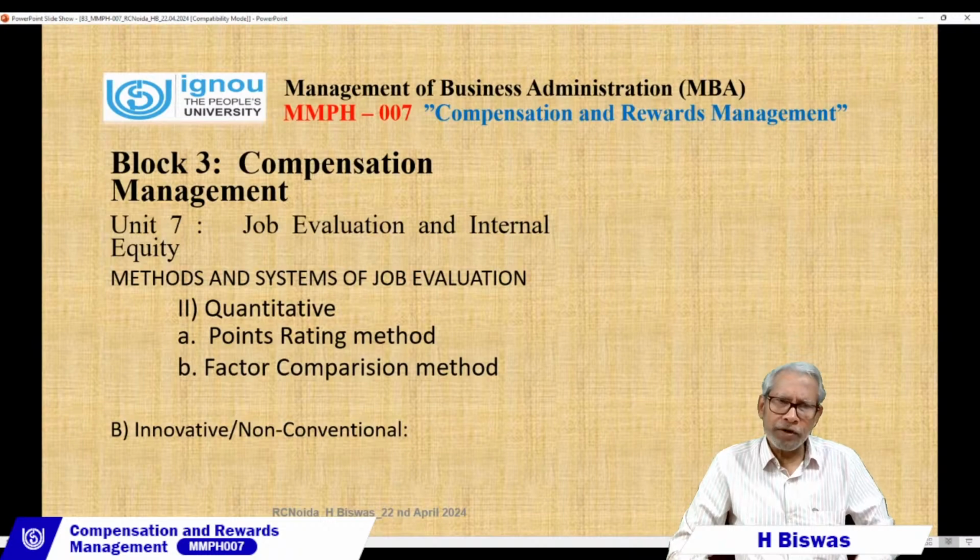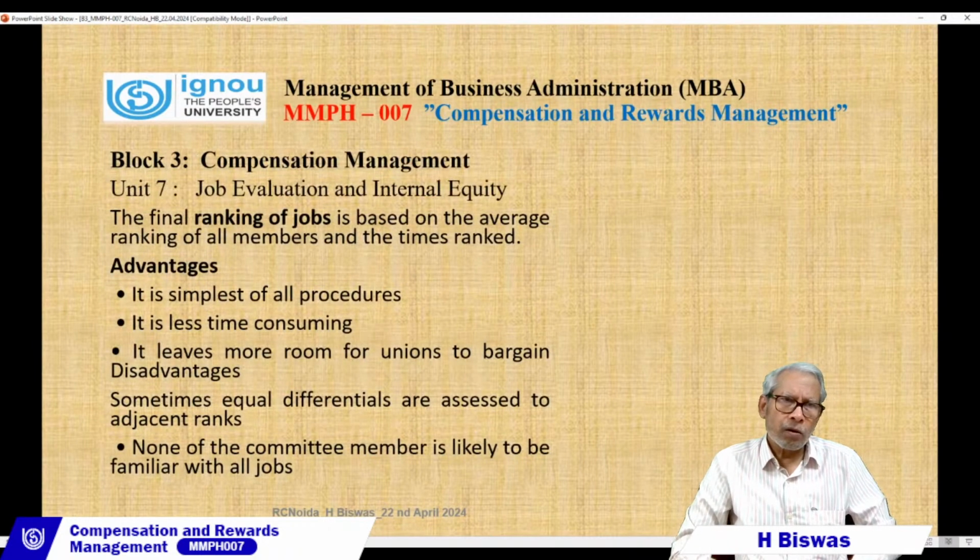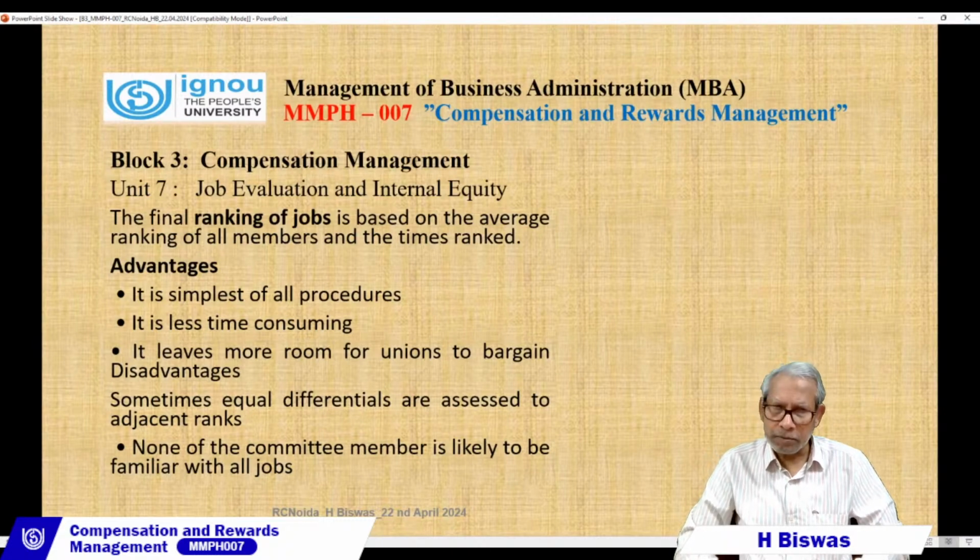Then innovative and non-conventional methods. Now ranking: the final ranking of jobs is based on the average ranking of all members in the rank. What are the advantages of ranking jobs? It is the simplest of all the procedures, because it is a very simple process, less time consuming, and it leaves more room for unions to bargain.